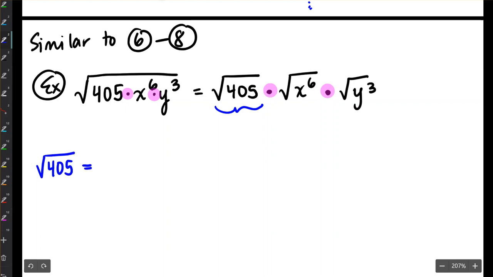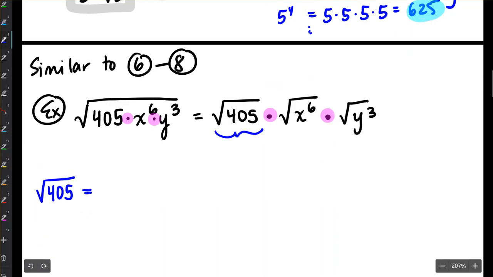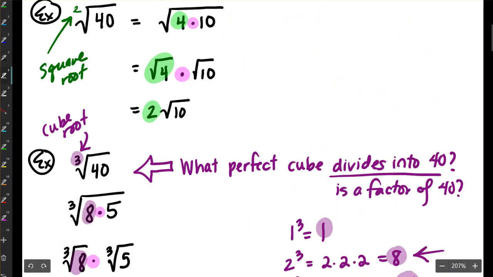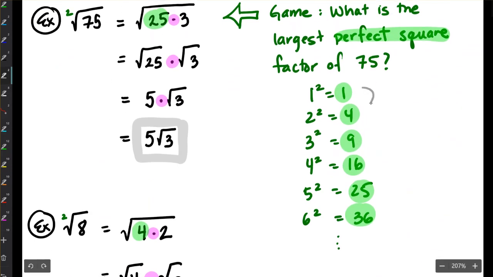Now, perfect squares, we should use different colors now. How about we go to just gray? Perfect squares we listed right here. I'm hopeful to get the largest perfect square that'll divide in evenly into 405. But even just finding one perfect square that divides in evenly is helpful, and I want to illustrate that here. Notice 9 is going to divide in evenly into 405.